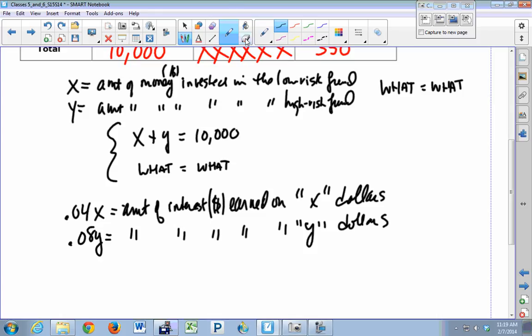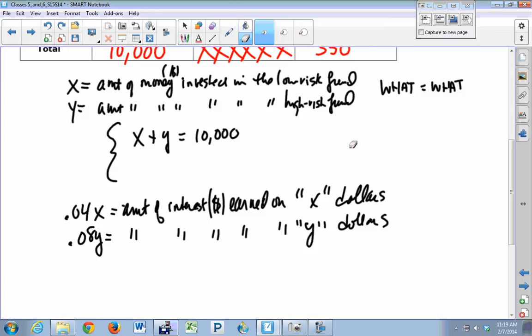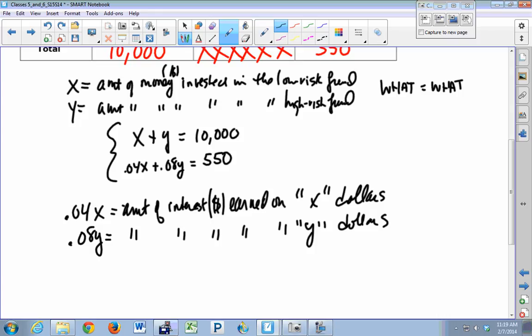So now you come in here and you erase the second what equals what, and you replace it with 0.04x plus 0.08y equals 550. And there's your relationship between the amount of money you originally invested and your return on each amount.